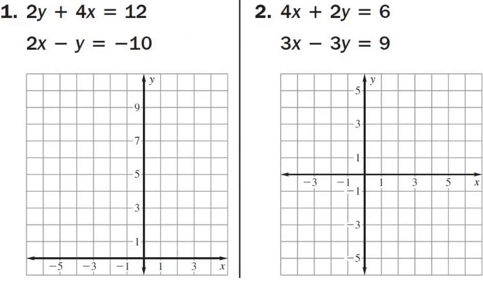Here are the two problems that I'd like for you to work out. You may need to draw your own graphs, or you can print this page to be able to print it on the graphs that are supplied. Please remember that you need to rewrite these equations in slope-intercept form so they say y equals and everything else is on the right side.